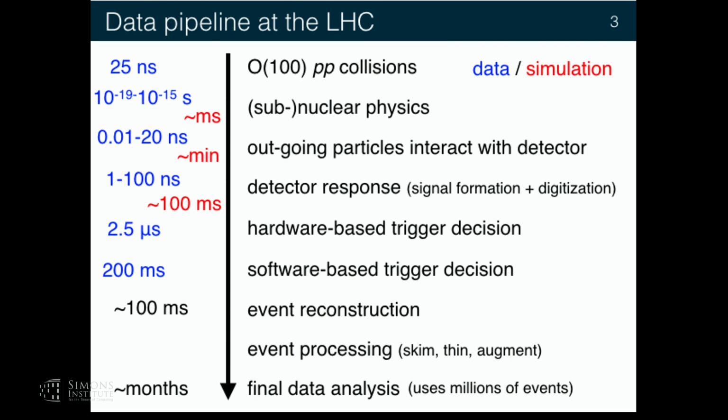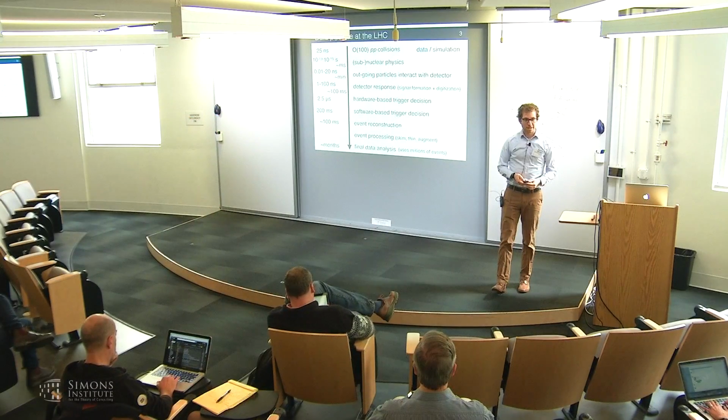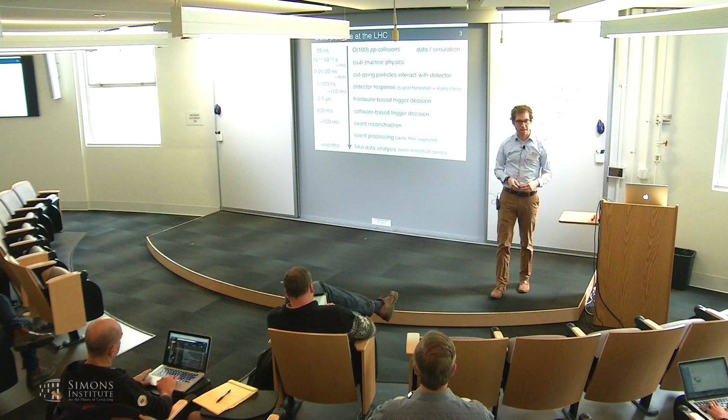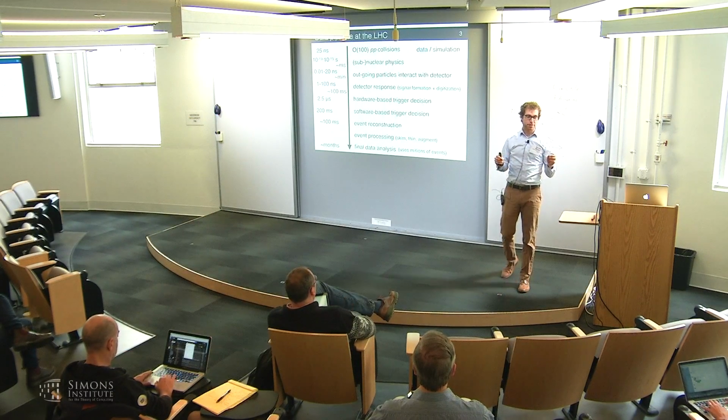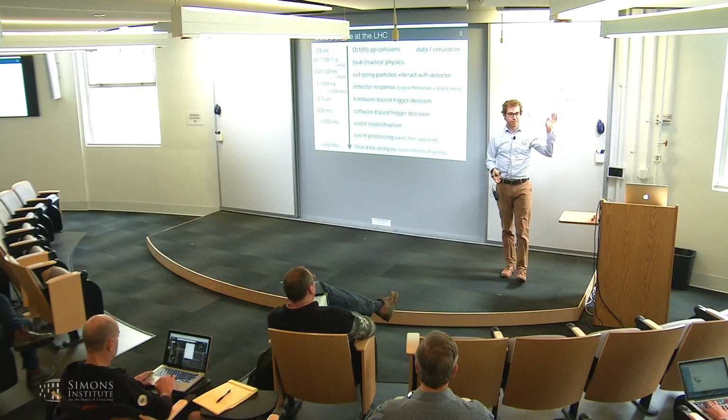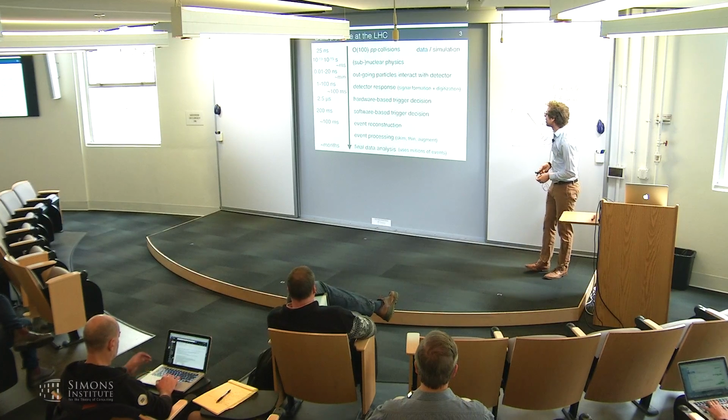The hardware trigger has 2.5 microseconds, but you're getting 25 nanoseconds. So does that mean the hardware trigger itself is also buffering? That's right. All the detector elements buffer, and depending on where you are, you have different amounts of events you store in the buffer at a given time. I see. Okay.